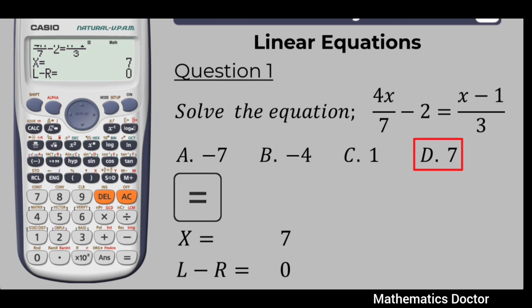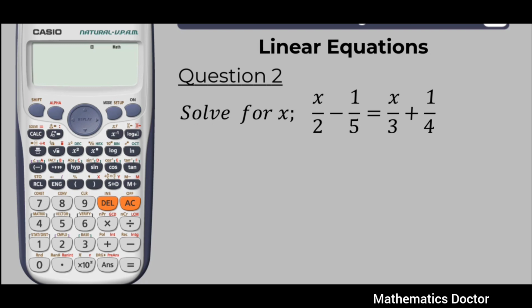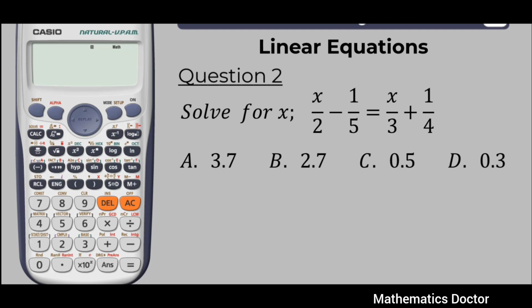Thank you very much. It reads solve for x in the equation x over 2 minus 1 over 5 is equal to x over 3 plus 1 over 4. The possible answers are A, 3.7, B, 2.7, C, 0.5, and D, 0.3. Let us use the calculator to point out the right answer.